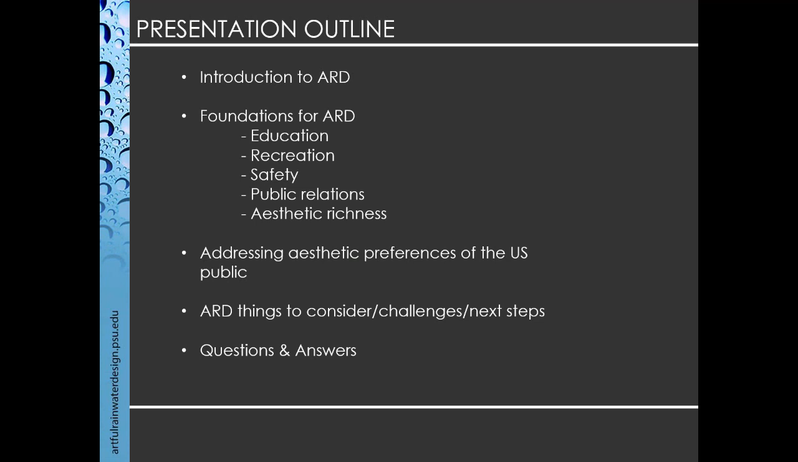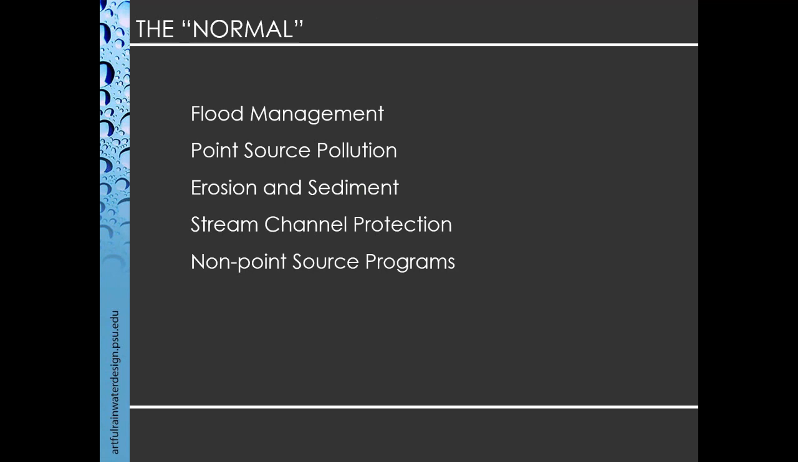So to start with, we want to talk a little bit about background, which is really pretty simple. The normal way that we have managed stormwater over the years, we started out looking at flood control, flood management. And then in the 50s or so, we started looking at point source pollution. I remember in the 70s, yes, I'm that old, everything was about erosion and sediment control. We then started looking at stream channel protection because we discovered that our detention basins were basically blowing out our streams. And then, of course, more recently, non-point source programs have become very important to what we do.